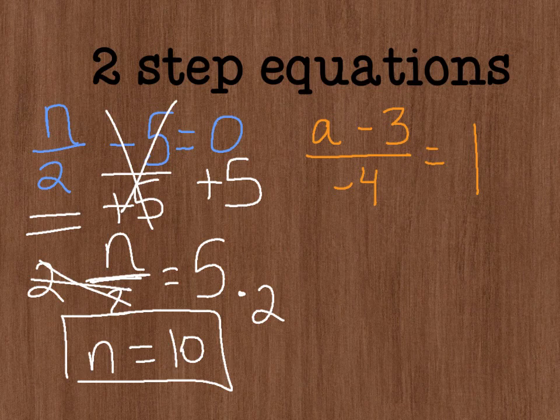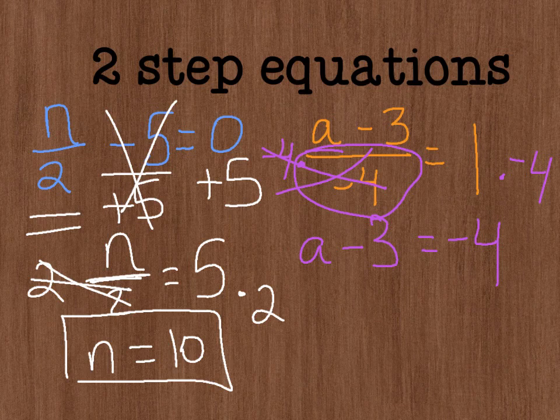Next one, if I read that, it says a minus 3 divided by negative 4 equals 1. So what's farthest away from my variable a is going to be this dividing by negative 4. So that's what I have to do the inverse of first. Opposite of dividing by negative 4 is multiplying by negative 4. And I have to do that to both sides to stay balanced. Since those are inverses, they cancel out. So I have a minus 3 left over. I'm not quite done, so we have to bring it all down to the next step. 1 times negative 4 is negative 4.